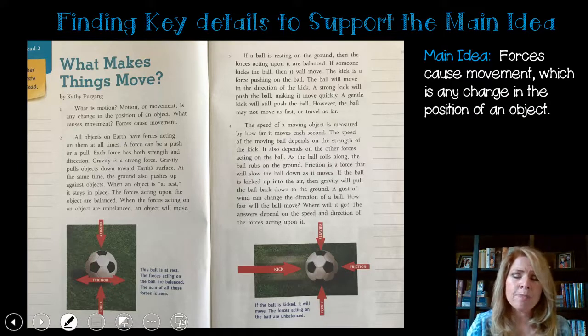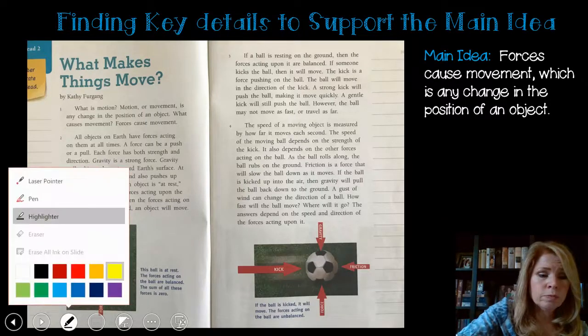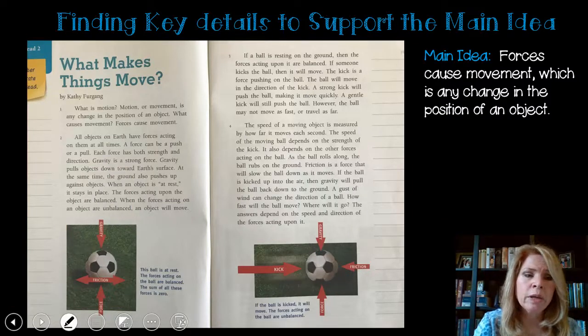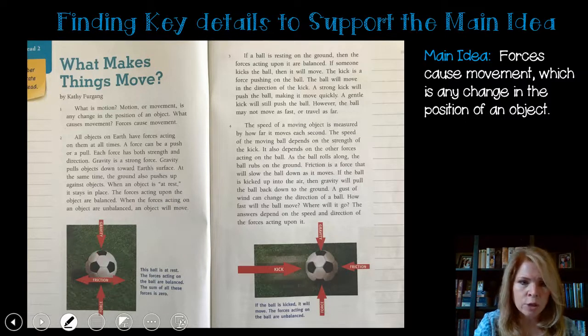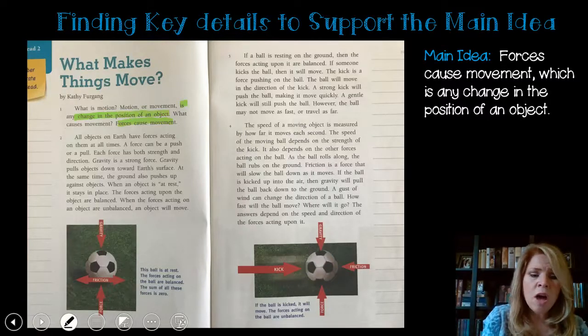Okay, usually I can find my main idea in our title or in our introductory paragraph. What makes things move? Well, I know that I'm going to be reading about what causes things to move. So I think I'll use a green highlighter to highlight my main idea so that you can see the difference. So let's read and see if we can find our main idea in our introductory paragraph. What is motion? Motion or movement is any change in the position of an object. What causes movement? Force causes movement. So my main idea is that force causes movement, and movement is any change in the position of an object.